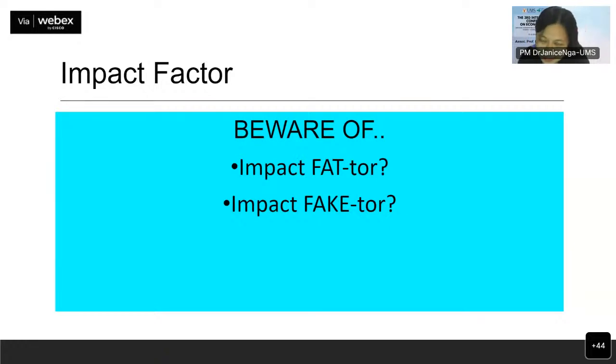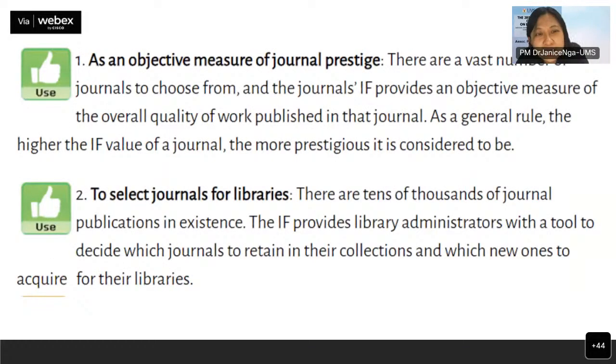Question. The nature of a researcher is to question. So these are what we can use for all these impact factors. You can utilize them as an objective measure of a journal's prestige, whether it's a good journal or not so good, or when you want to select journals for libraries. Sometimes we want specific journals, but these days they normally come together in a group of journals, though there are still individual journals that the library needs to subscribe to separately.